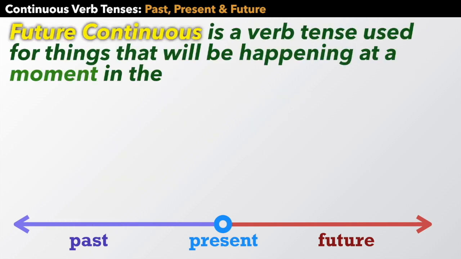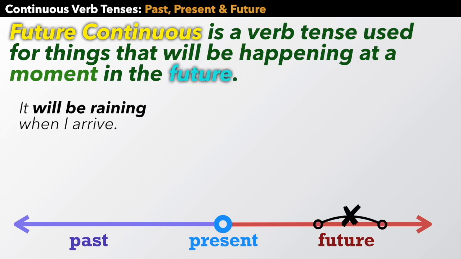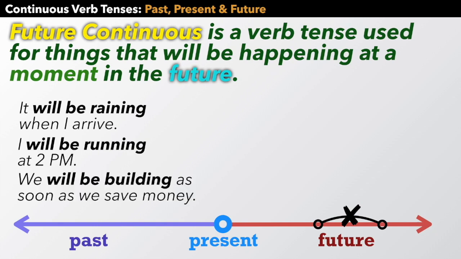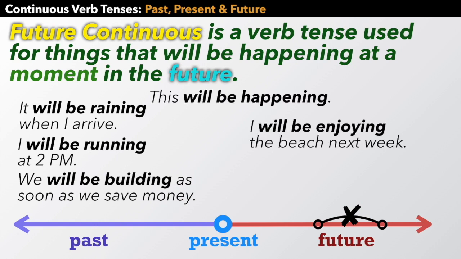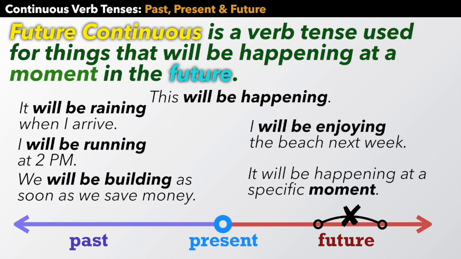Future continuous is a verb tense used for things that will be happening at a moment in the future. It will be raining when I arrive at that moment. I will be running at 2 p.m. at that time. We will be building as soon as we save money. This will be happening. I will be enjoying the beach next week in the future. It will be happening at a specific moment.